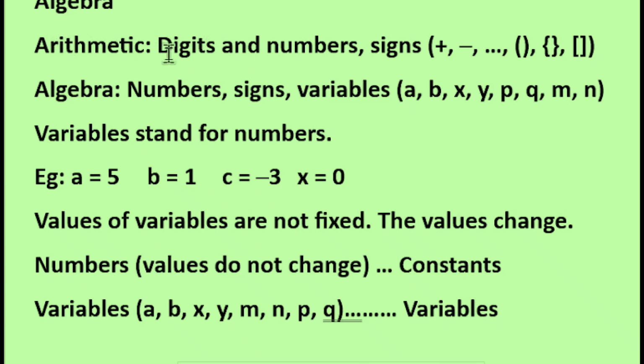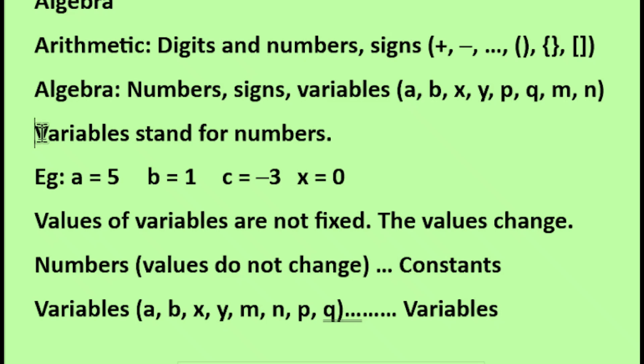So arithmetic, we have only constants and signs. Algebra, we have constants and variables. Numbers, signs, and also variables. Arithmetic has only constants. Algebra has constants and variables both. And variables stand for numbers. It cannot stand for 5 meters. A equal to 5, not 5 meters. Not 5 kg. Not 5 hours. Not 5 minutes. It can stand only for 5.